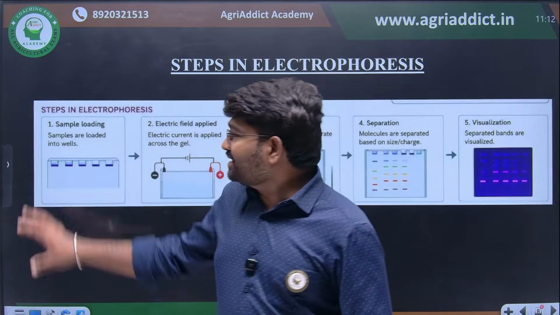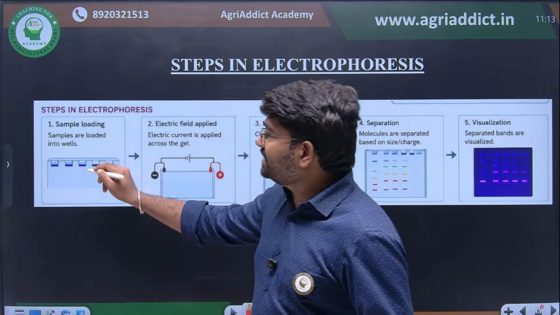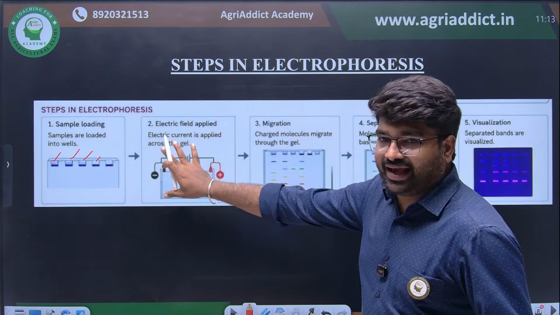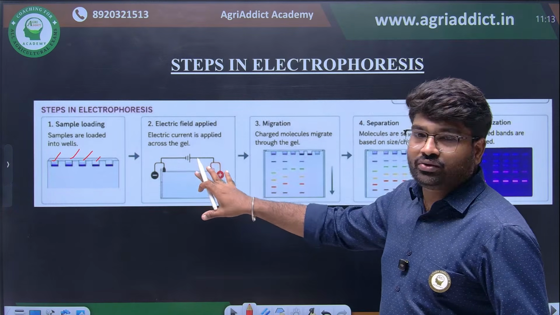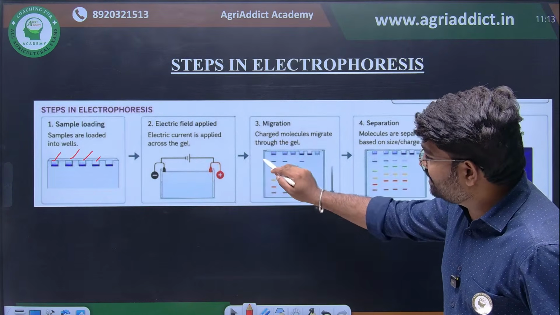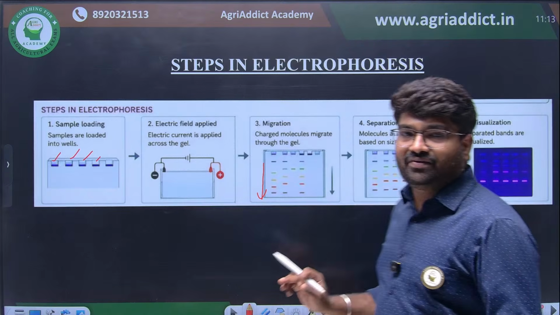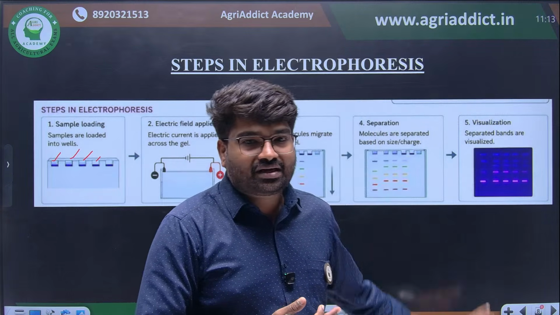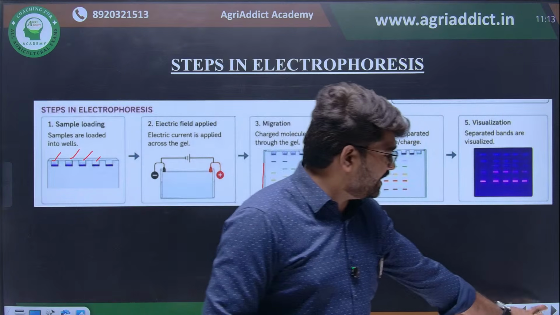This is the basic arrangement of the electrophoresis unit. First the sample we will load in the sample well. Then we will apply an electric field. Because of that, ions of opposite charge will move toward the oppositely charged electrodes. Because of this, the molecules will be resolved. This we will stain with EtBr or whatever chemicals we need for staining. Then we will detect the molecules. Clear? So these are the basic steps in electrophoresis.